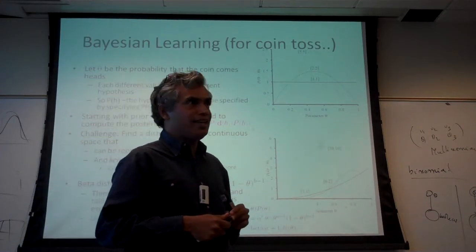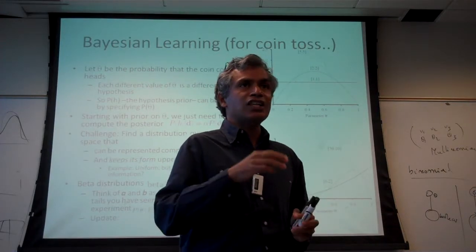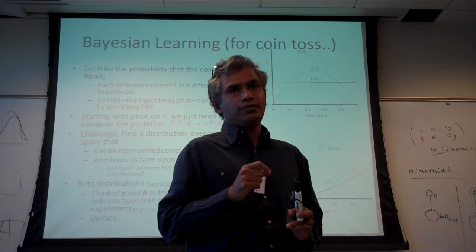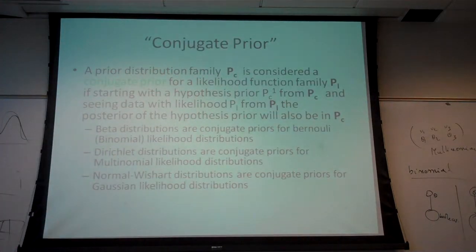So you keep hearing about Dirichlet everywhere these days, and that's basically because the Dirichlet distribution is the conjugate for the multinomial distribution. So that's what this whole slide is saying. A prior distribution family PC is considered a conjugate prior for a likelihood function family PL if, starting with the hypothesis prior PC1 from PC and seeing data with likelihood PL from PL, the posterior hypothesis will also be in the class PC. It will have different parameters, but it will be in the same class.